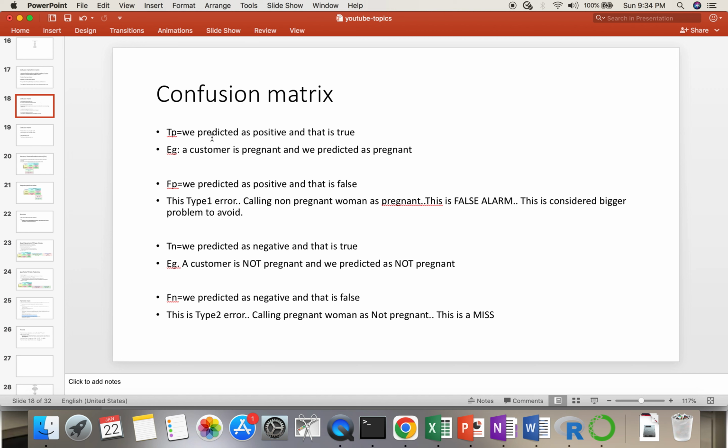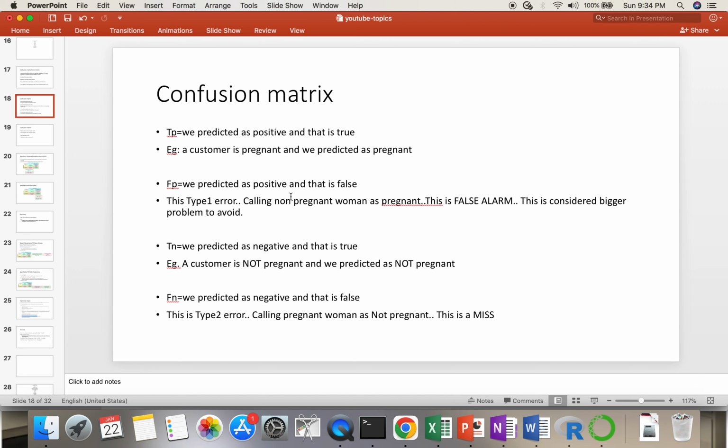And for true positive, an example is a customer who is actually pregnant. The particular person is predicted as pregnant and they're actually pregnant. So we predicted and that is true. We predicted positive, and pregnancy is considered positive in this case. We predicted pregnant and that is true. That is called a true positive case.